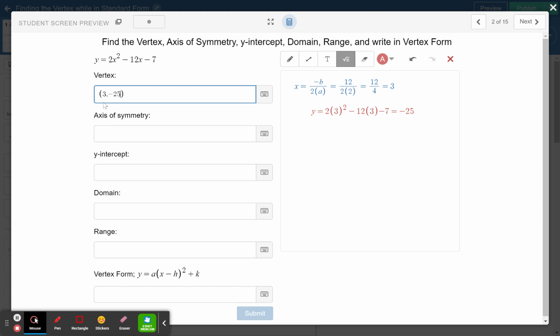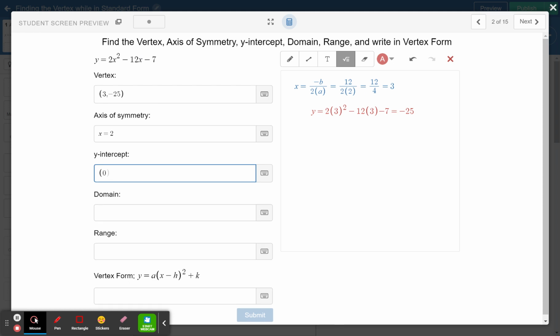Now we talked about in class how the axis of symmetry is just the x coordinate of the vertex. So because our x coordinate of the vertex is positive 3, it's just going to be positive 3. The y-intercept of the graph, we discussed how y-intercept is when you plug in 0 to the equation. When you plug in 0 to this equation, it's just going to be the c term, which is negative 7. So your y-intercept is at the point 0, comma, negative 7.